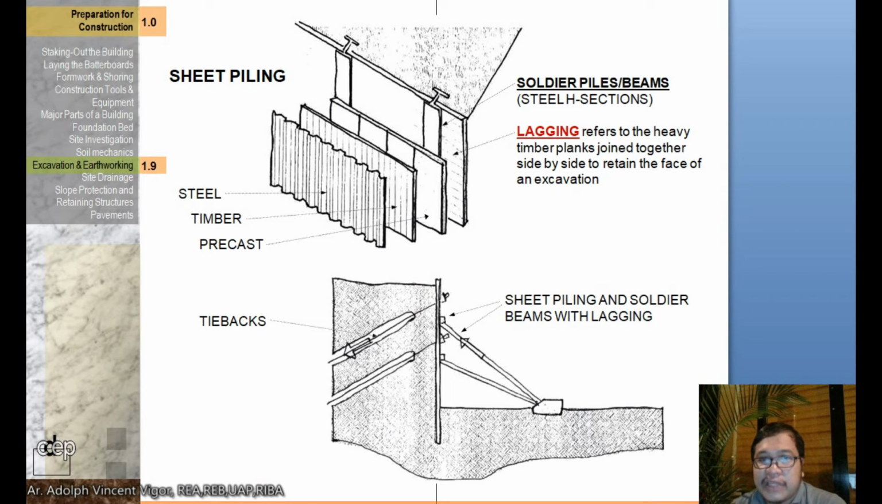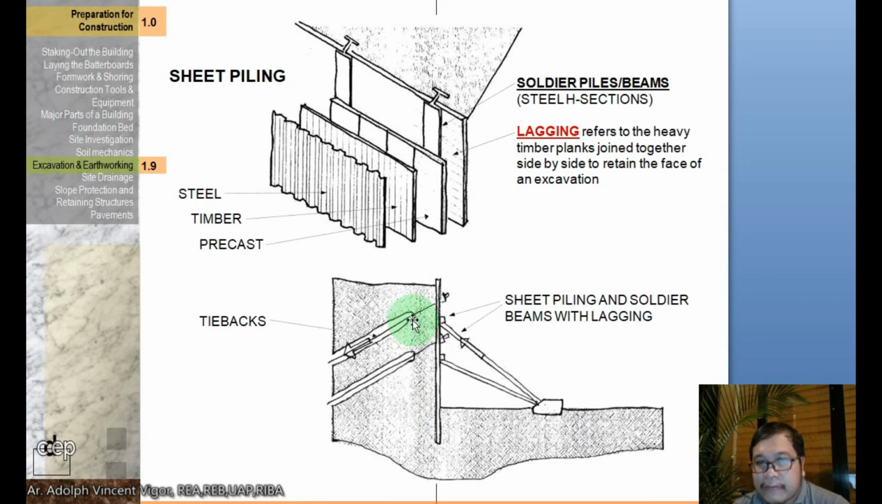So this is an example of sheet piling. Here we have the soldier piles or beams, which are steel H sections. And here we have the lagging, which refers to the heavy timber planks joined together side by side to retain the face of an excavation. Then we have here the precast at this side, then the timber, and then the steel. And here is what you call the tiebacks. So the sheet piling and soldier beams with lagging would look like this.